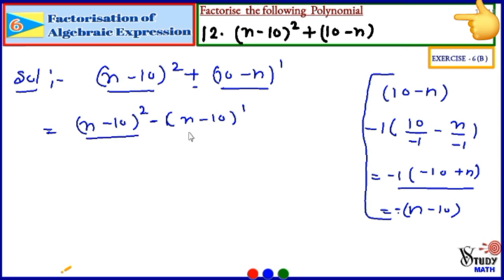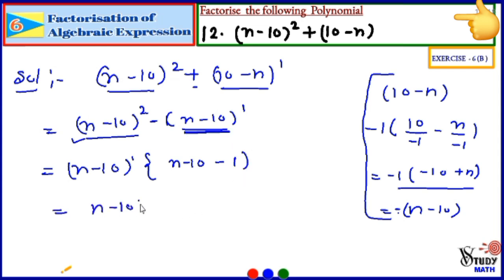Now in both terms n minus 10 is the common binomial. So the smallest power, (n minus 10) to the power 1, is taken as common. So from the first term, what is the remainder here? (n minus 10) to the power 1 is taken as common, and we have 2 powers, so 1 power remains here, and here we have only 1 power, which is taken as common. So we have only 1 here. So we have (n minus 10) and (n minus 10 minus 1), which is n minus 11. This is the answer. I'll show you what happened here.